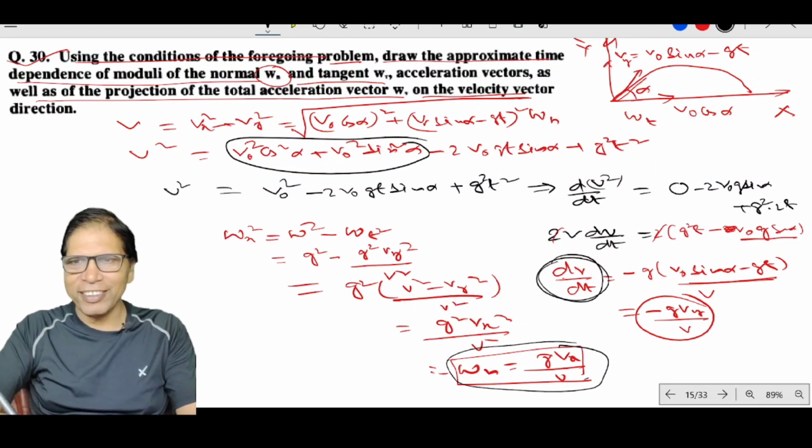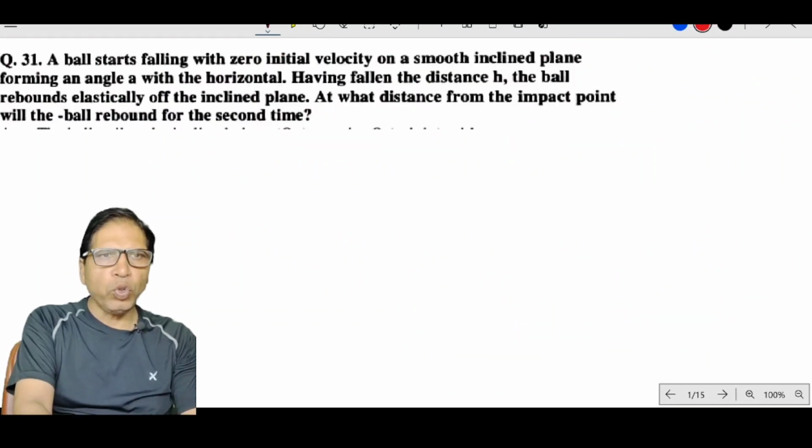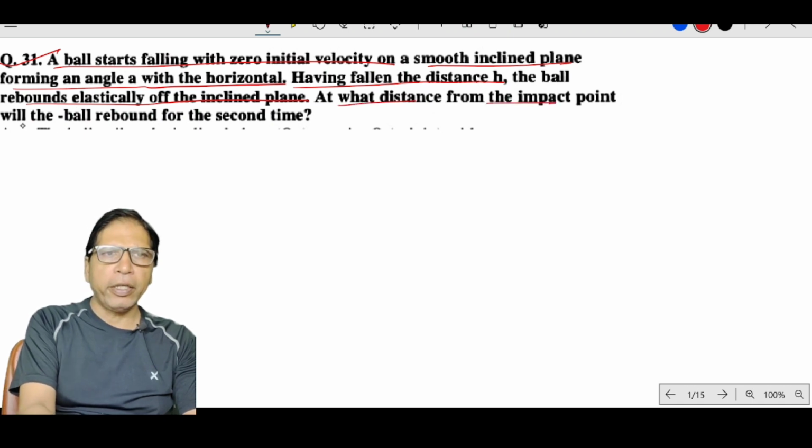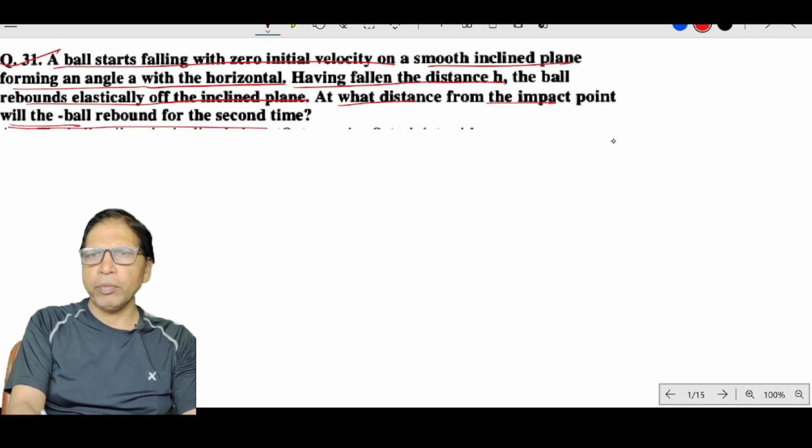Okay, understood? Now question number 31. A ball starts falling with zero initial velocity on a smooth inclined plane forming an angle alpha with the horizontal. Having fallen the distance h, the ball rebounds elastically off the inclined plane. At what distance from the impact point will the ball rebound the second time?